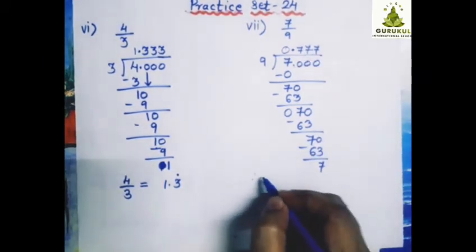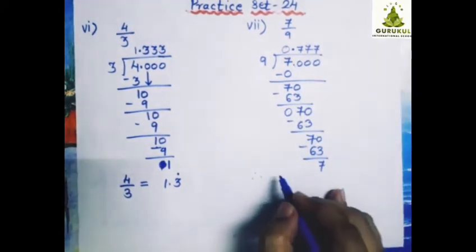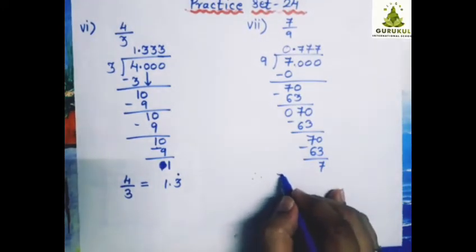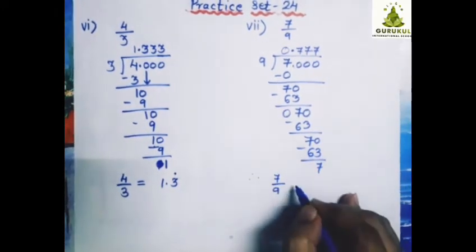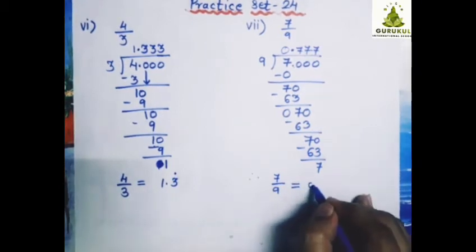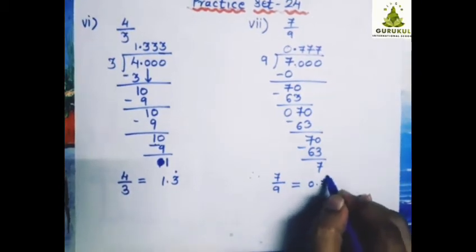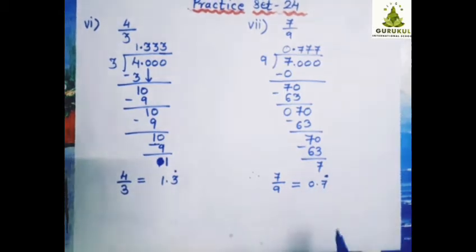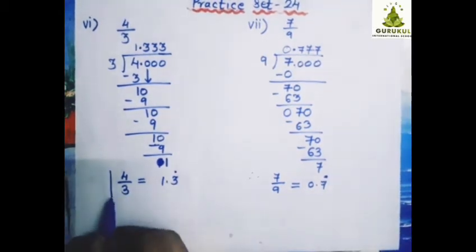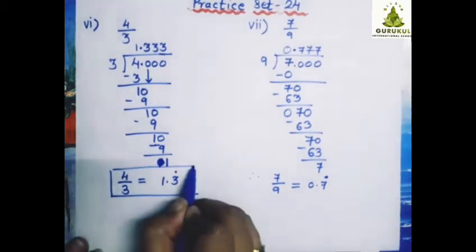Therefore, you can repeat it for 2 to 3 times and then you have to stop. So, how do you write the answer? 7 upon 9 is equal to 0.7, and on the top you have to put the dot. So, these are the final answers.